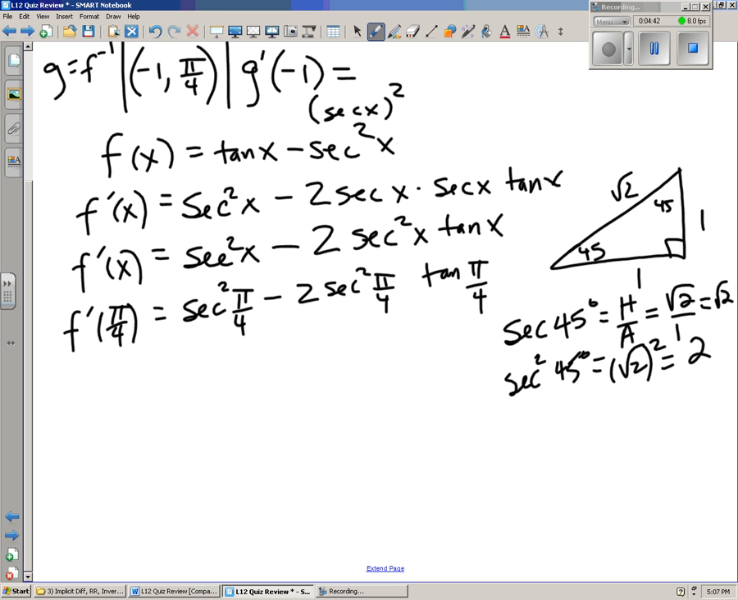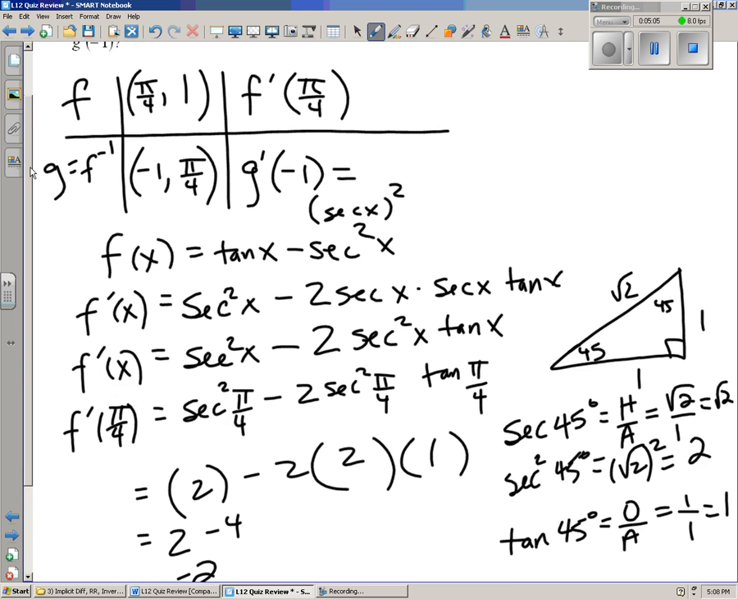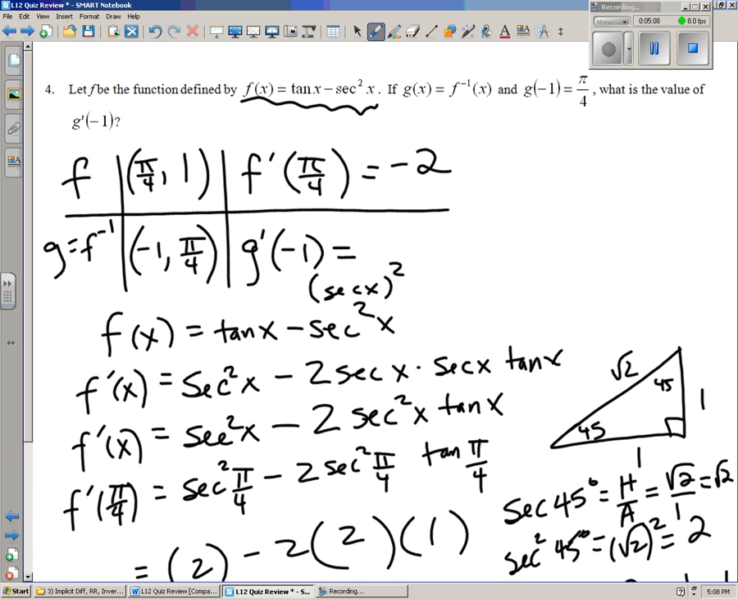So a few things happen. This secant squared becomes 2, minus 2, and so does this secant squared. Now we need tan. Tan of 45 degrees is opposite over adjacent, which is 1 over 1, or just 1. So this becomes times 1. And so we get 2 minus 4, which is negative 2. So that's f prime at pi over 4. That's not the answer. We wanted g prime, the derivative of the inverse at negative 1, so take the reciprocal, negative 1/2. So the final answer to this question is negative 1/2. Seems like a simple question, but there's quite a bit of work to do there.